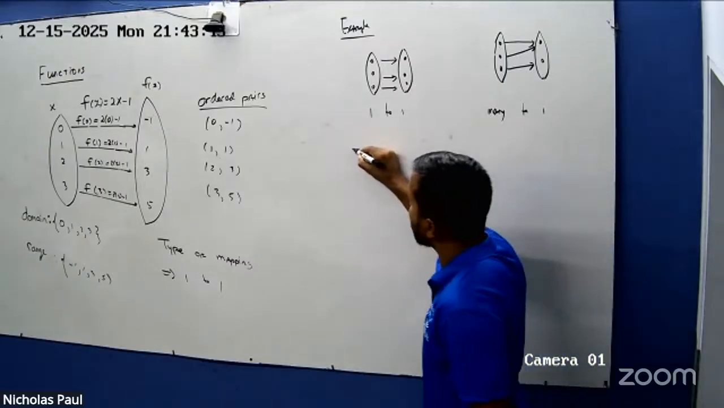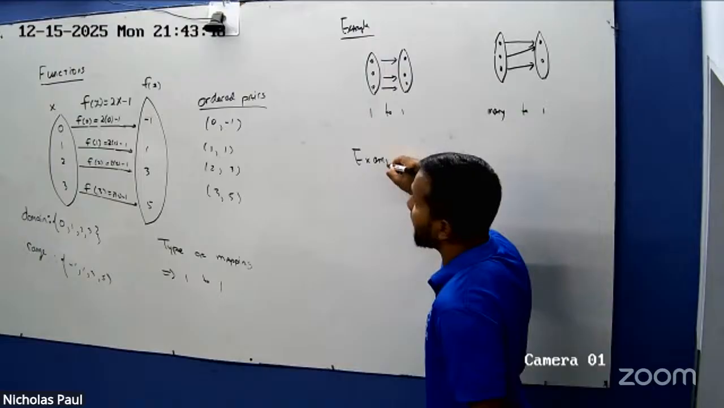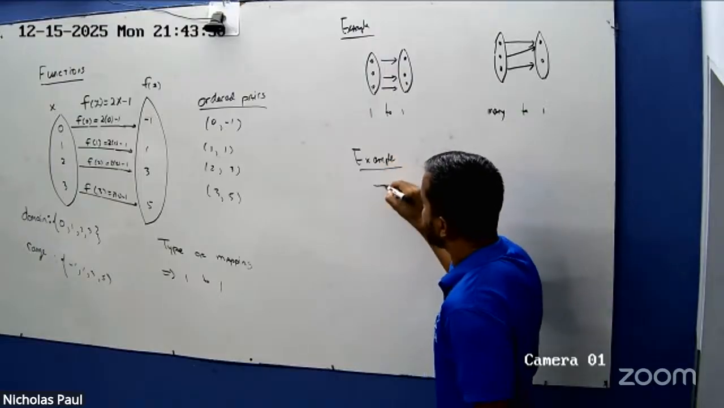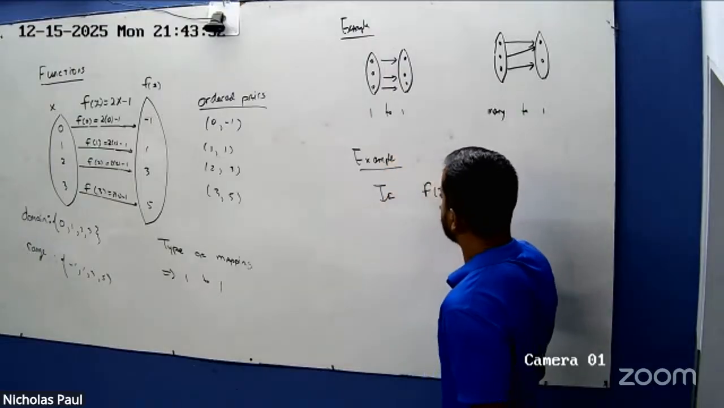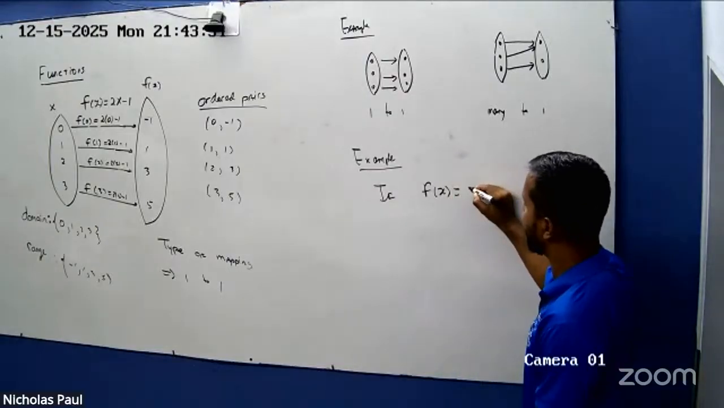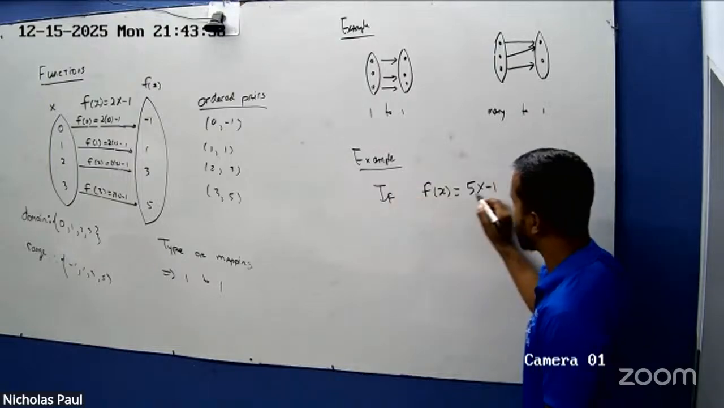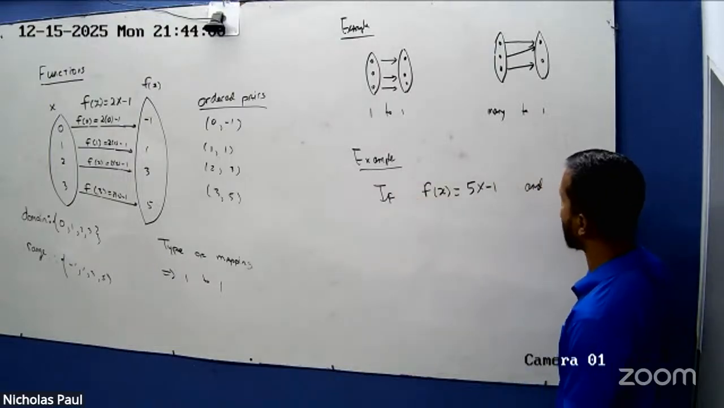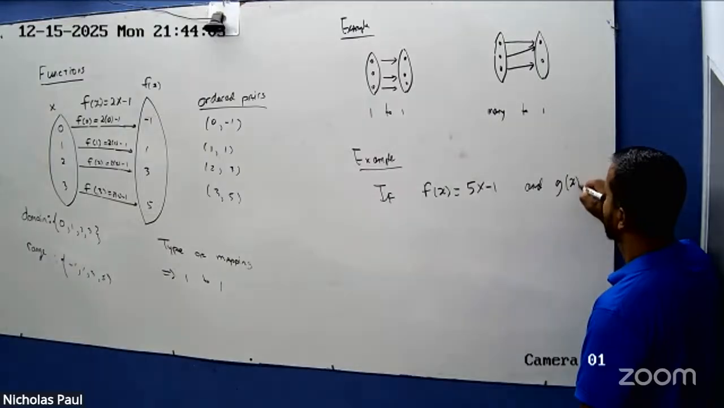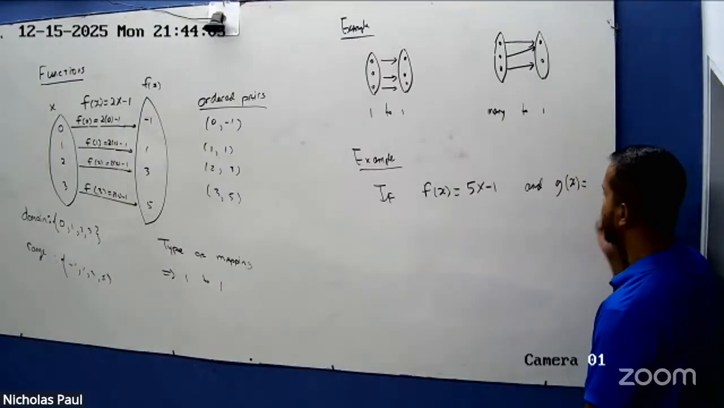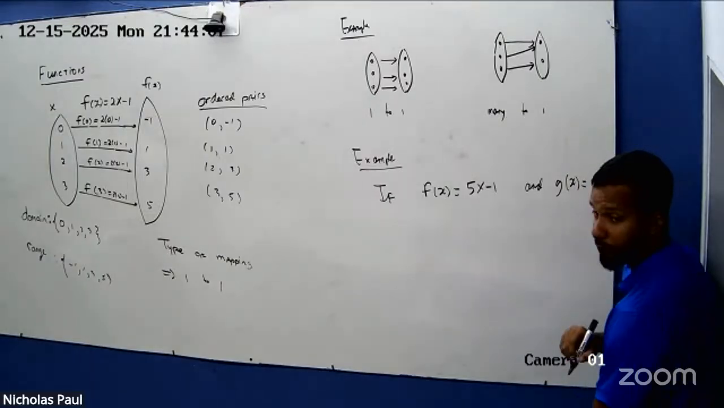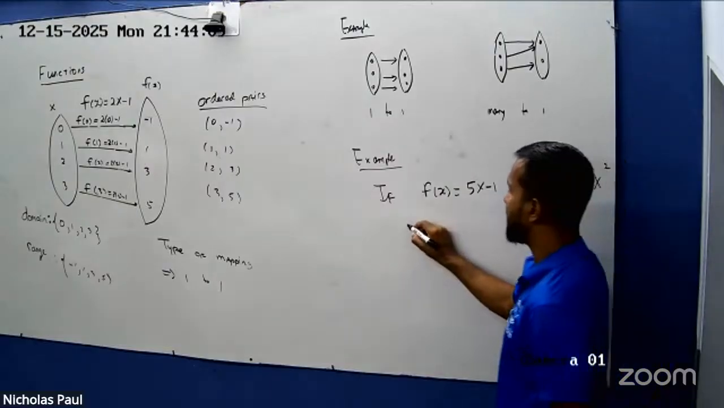So again, this is a function. Sometimes you might see a function looking like this. Let's say f of x is 5x minus 1, and I'm giving you a next function too. Let's say it's g of x, and g of x is x squared. Let's see if we could find a few things.